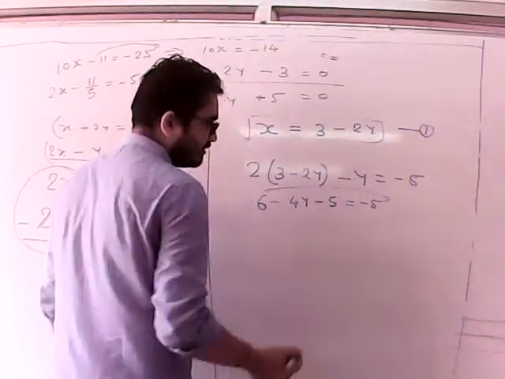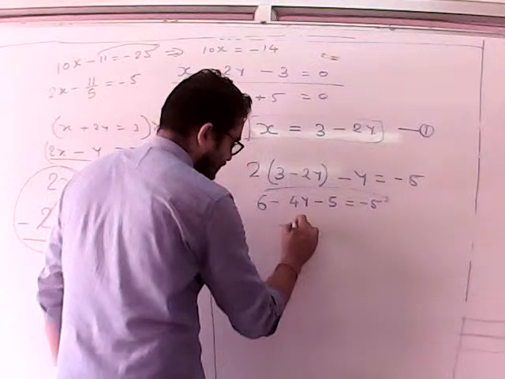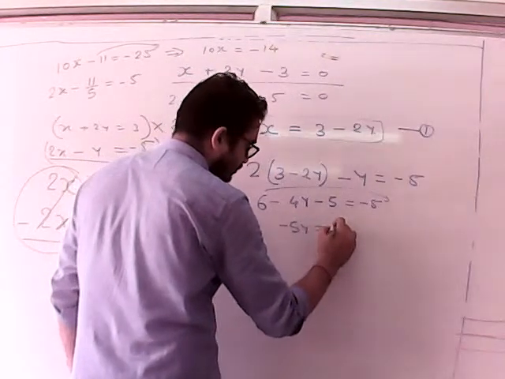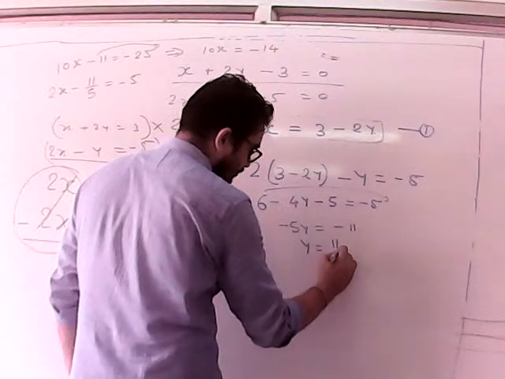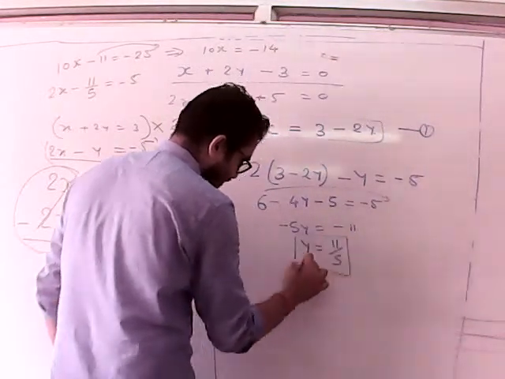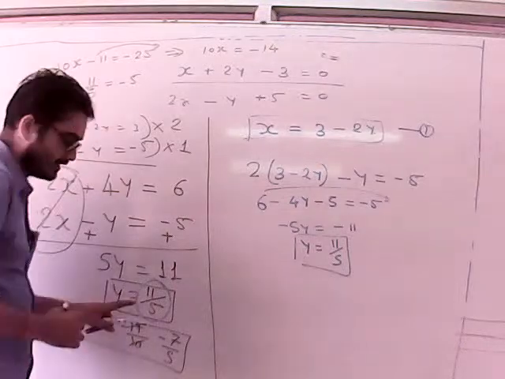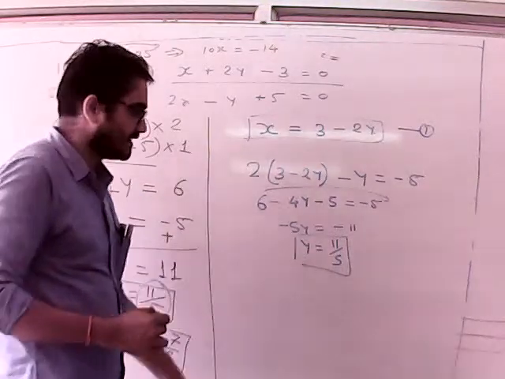6 को साइड ले जाओ तो क्या आ जाएगा, minus 5. So minus 5y is equal to minus 11. So y is equal to 11 upon 5. As you can see, we had got the answer over here, that is 11 upon 5. So we got the first answer same.